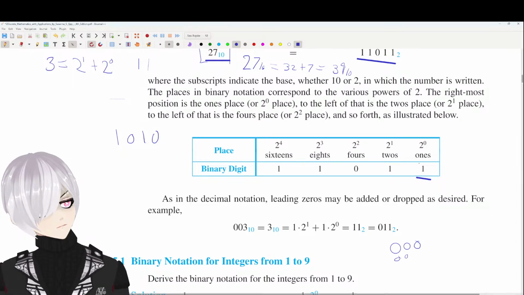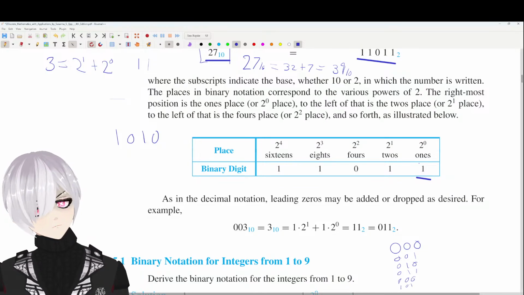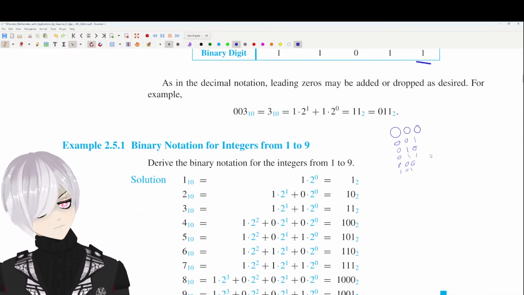Yeah. So like 1 is equal to 1 times 1. So you just have a 1 in the ones place. It reminds me of building a truth table.